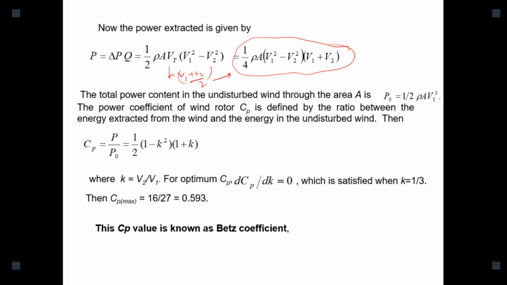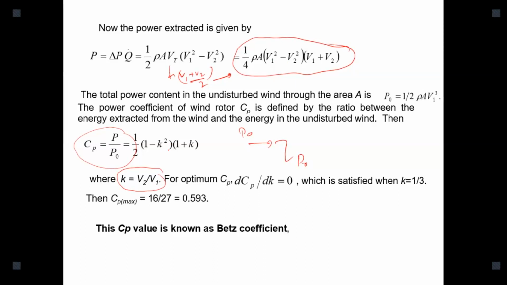Now, CP I already explained. CP means the ratio between input energy and output energy. The input energy is P naught, and the output mechanical energy is P out. Then there's the CP value here. Now, if we define this ratio K as V2 over V1, then we can write this equation, and we can substitute V1 and V2 here.